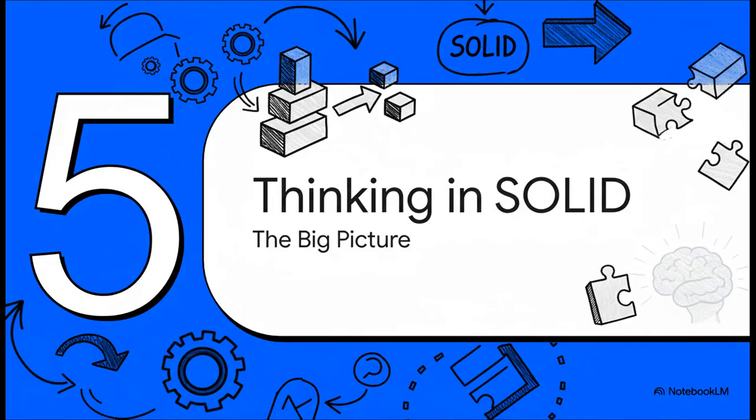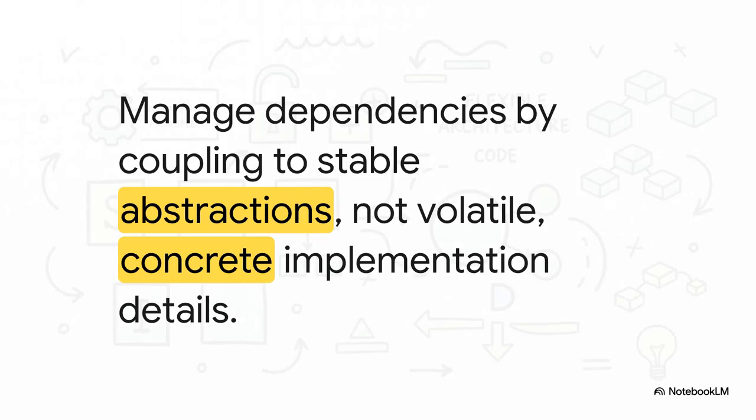So we've gone through all 5 principles, SOLID. What's the big picture here? What does it really mean to think in a SOLID way? If you remember just one thing from all of this, let it be this. The heart and soul of SOLID is about managing your dependencies. And you do that by coupling your code to stable abstractions, like interfaces, not to volatile, concrete details.